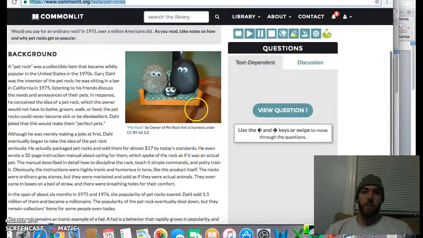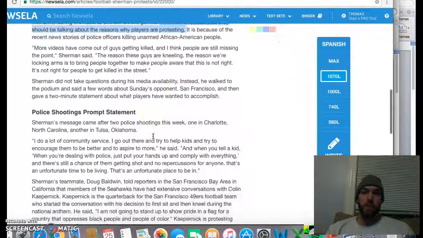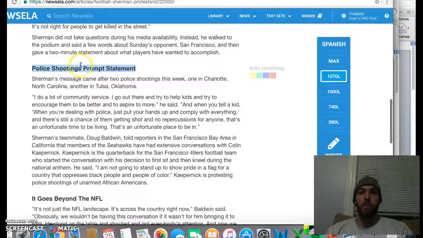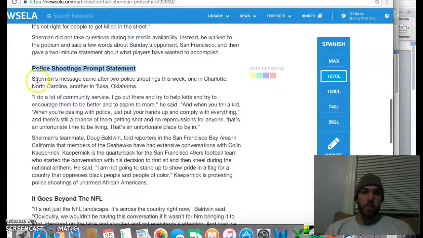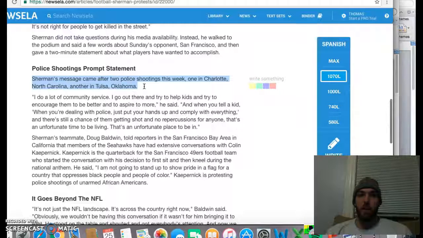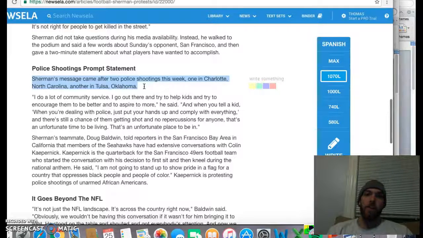Now I'm going to look at each of my sections and try and find the main idea of that section. So remember, the subheadings will give us a clue. Police shootings prompt statement. Okay, so I know it's going to be something about police shootings being the reason why he wants to speak out. So let's think. And like we said, a lot of times the first sentence, called the topic sentence, is going to have that main idea for you. And in this case, in my opinion, it does.